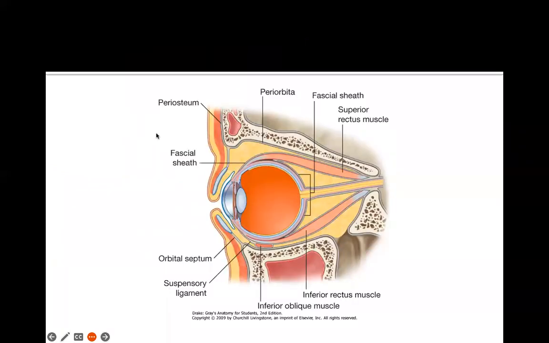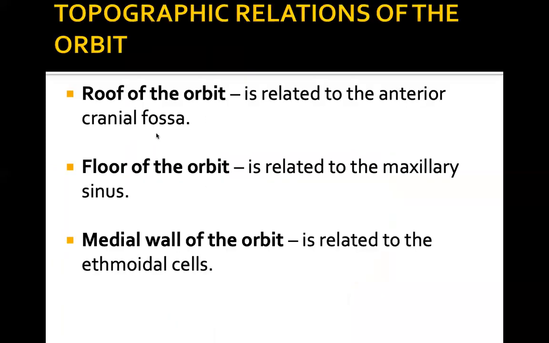Okay, so this diagram is up again. Topography of the orbit and its relations. Okay, so just as we use the orbit to signify a pyramid, and therefore we had the base and the apex, we can also have the roof, floor, and walls of the orbit. It's just like a room.